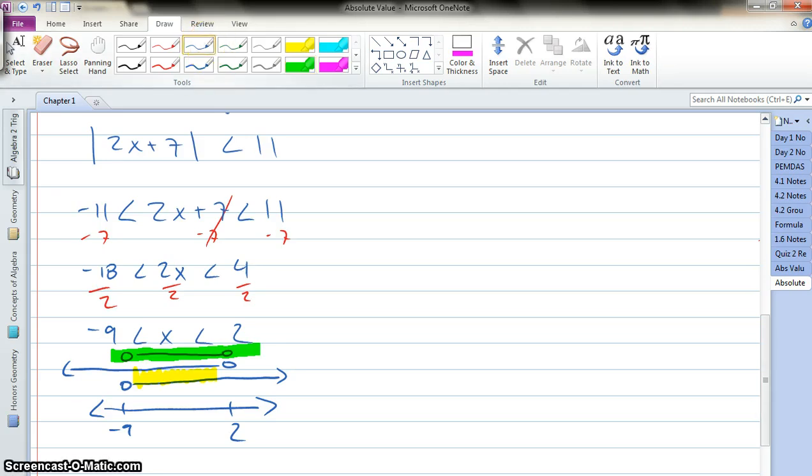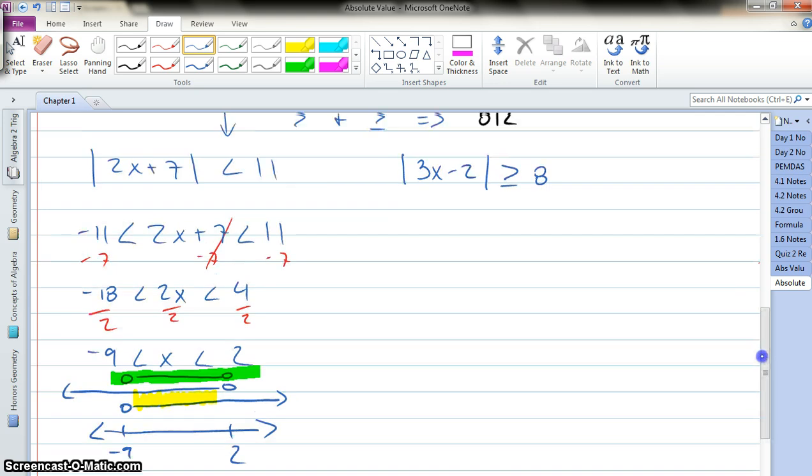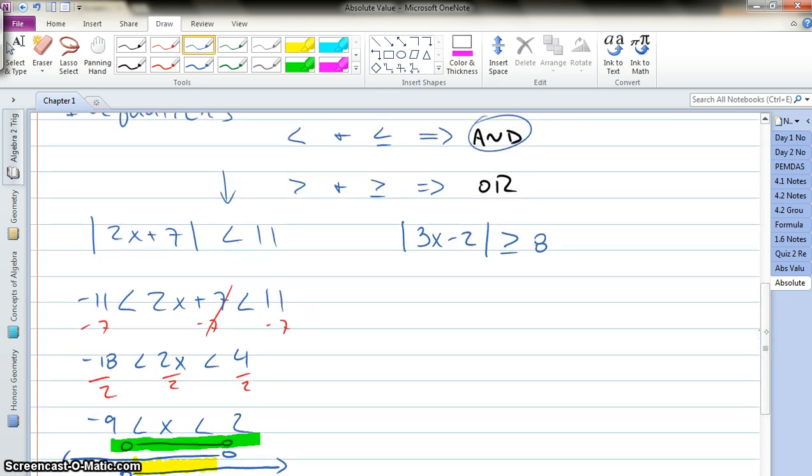Now let's move on to our second example. We have the absolute value of 3x minus 2 is greater than or equal to 8. If we go back up here, remember if it's greater than, it's beyond our values, therefore it's "or." So it's an "or" graph. We have 3x minus 2 is greater than or equal to 8, or 3x minus 2 is less than or equal to negative 8. We have to flip that sign because we want the two extreme values.